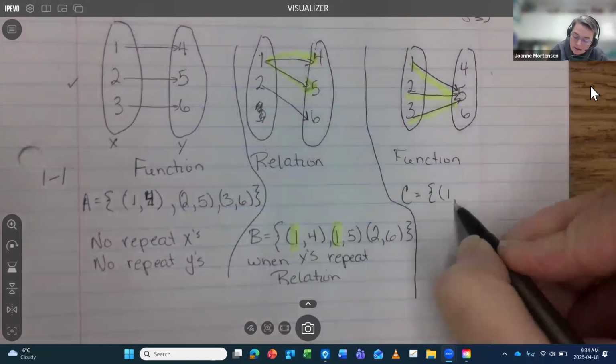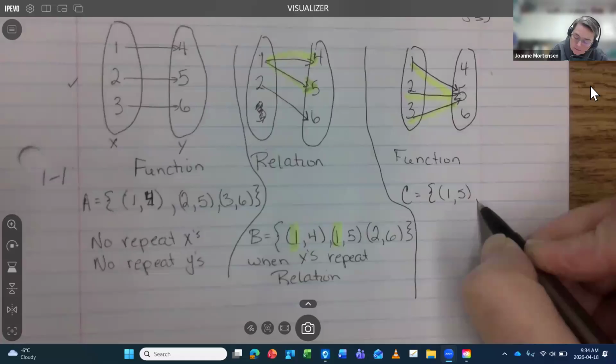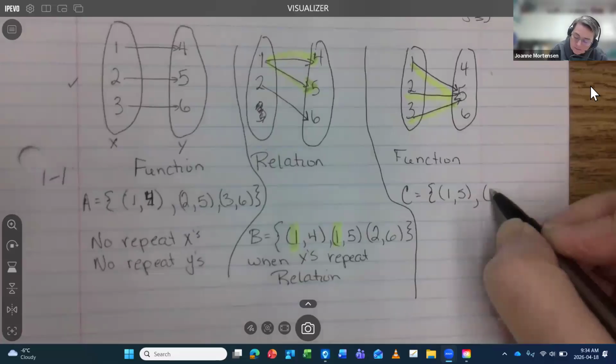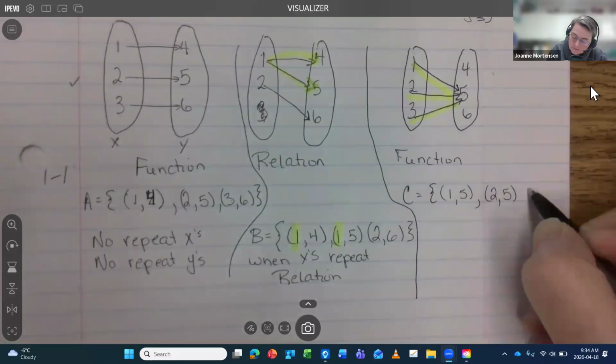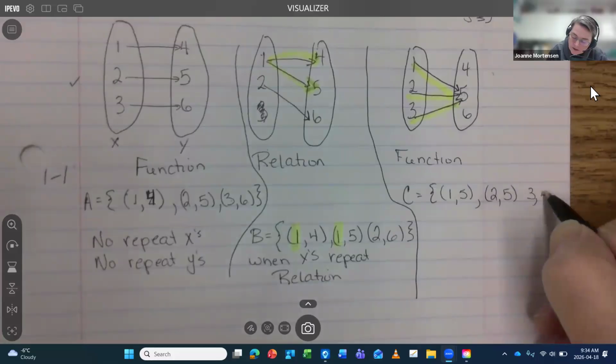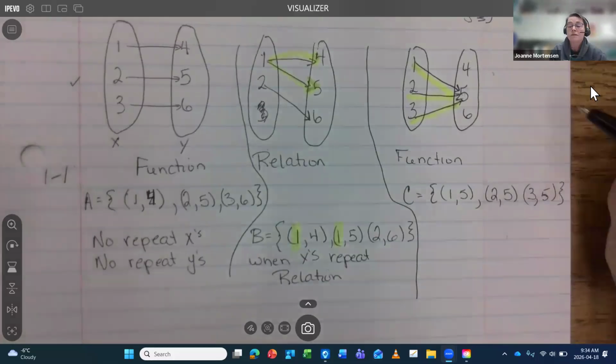One. Oops, 3 to 5. But what about those? They weren't used, so just ignore them.